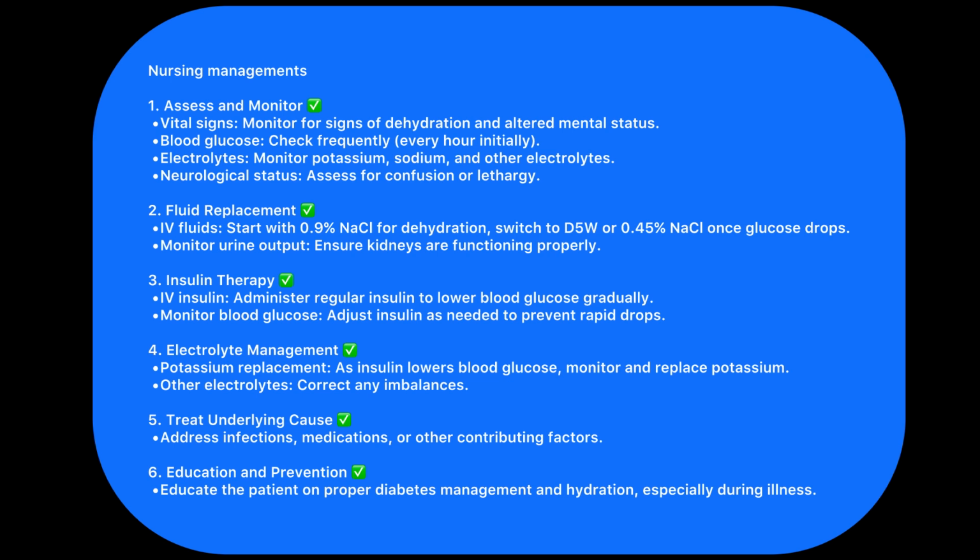And the nursing management: assess and monitor patient vital signs, monitor for signs of dehydration, altered mental status, blood glucose level checked frequently, electrolyte levels in blood, neurological status assessment, fluid replacement with IV fluids, plus monitor urine output as well. Administer regular insulin to lower blood glucose gradually. Adjust insulin as needed to prevent rapid drops in sugar level. Electrolyte management, potassium replacement or other electrolyte correction. Treat underlying causes that might be infection, medication or other contributing factors. Educate the patient on proper diabetes management and hydration, especially during illness and infection.